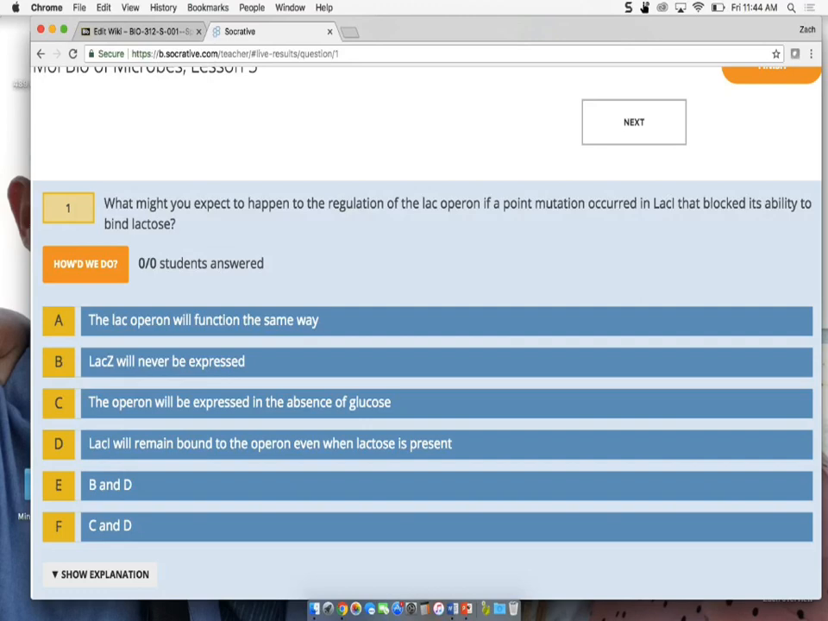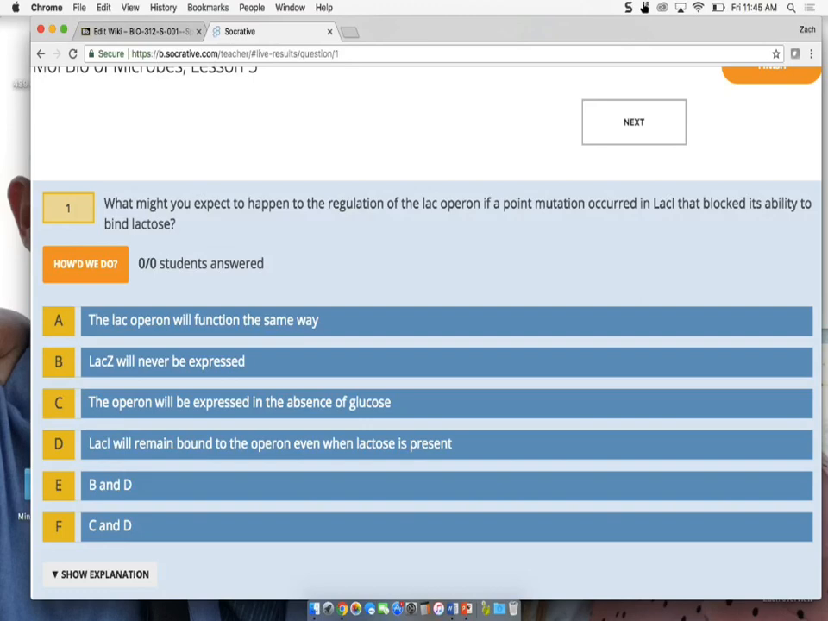So is it A, LAC operon will function the same way, B, LAC-Z will never be expressed, C, the operon will be expressed in the absence of glucose, D, LAC-I will remain bound to the operon even when lactose is present, E, B and D, F, C and D.